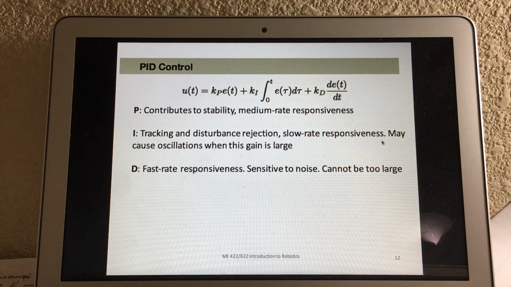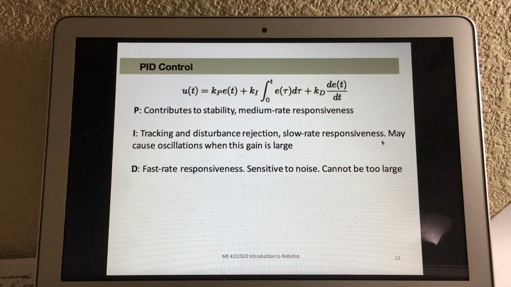and may cause oscillations when this gain is large. The D part is fast rate responsiveness. It's certainly sensitive to noise, because it's directly proportional to the change rate of the velocity. So when you have noise coming in, it's going to be sensitive to that. It cannot be too large. I'm talking about the KD. The KD cannot be too large. If the KD is too large, then your system is like when you have the first attempt. You're probably doing some damage to your car.